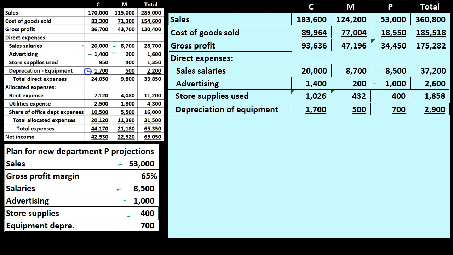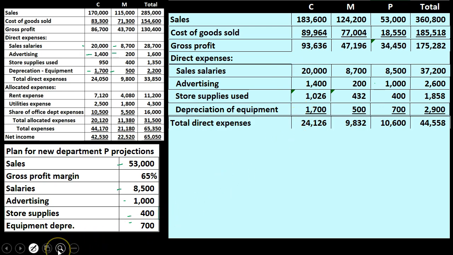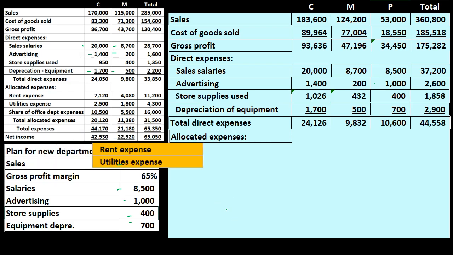We're going to say that's the same. We're going to keep it at basically a straight line method. It is what it is. So 1,700, 500. We think that for P, we're going to have new equipment that we're going to depreciate at 700 in our projection. So that's going to be our direct expenses. If we add those up, the 20 plus the 1,4 plus the 1,026 plus the 1,007 is the 24,126, and so on. Then we have the allocated expenses, or the indirect expenses.